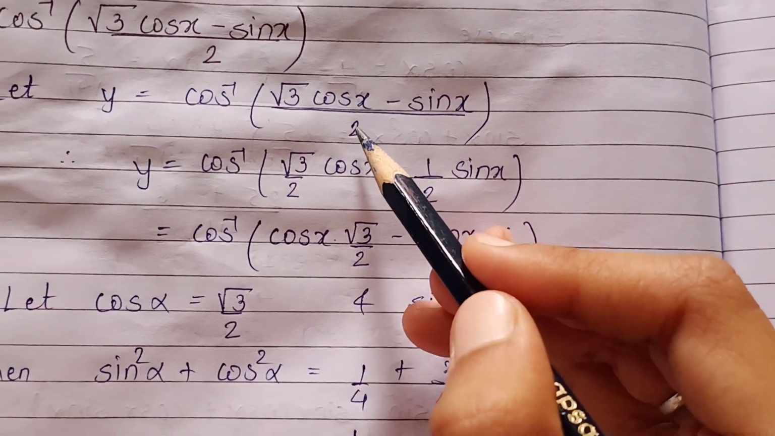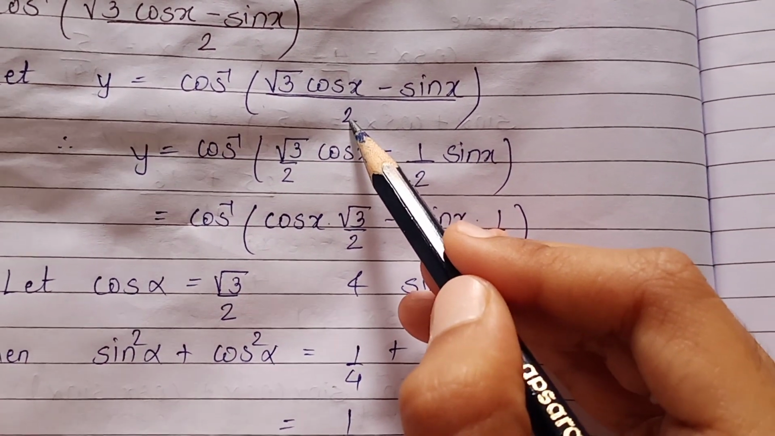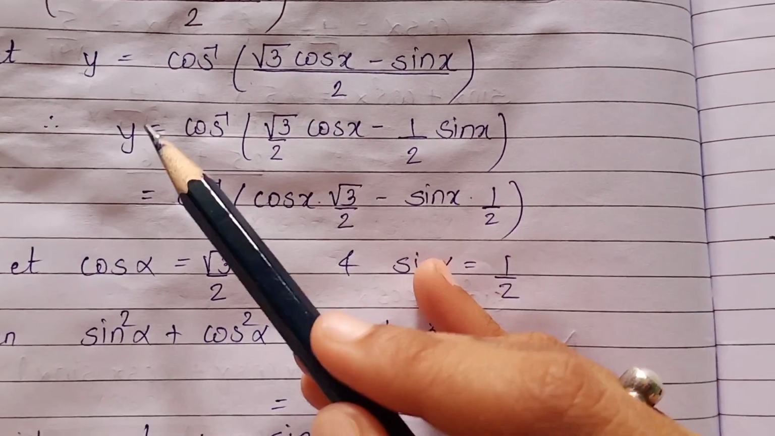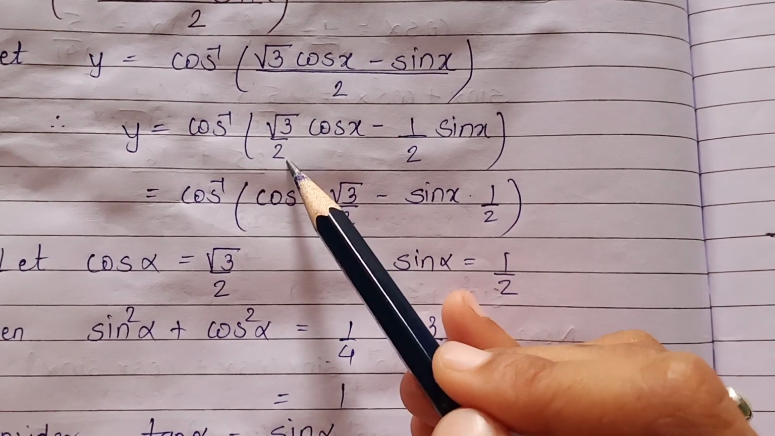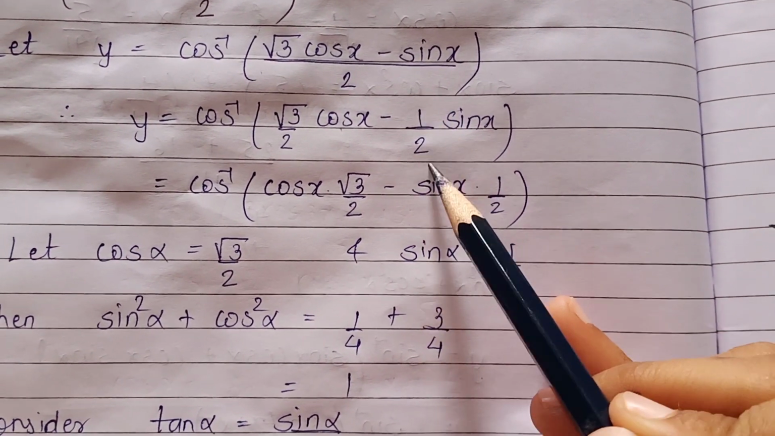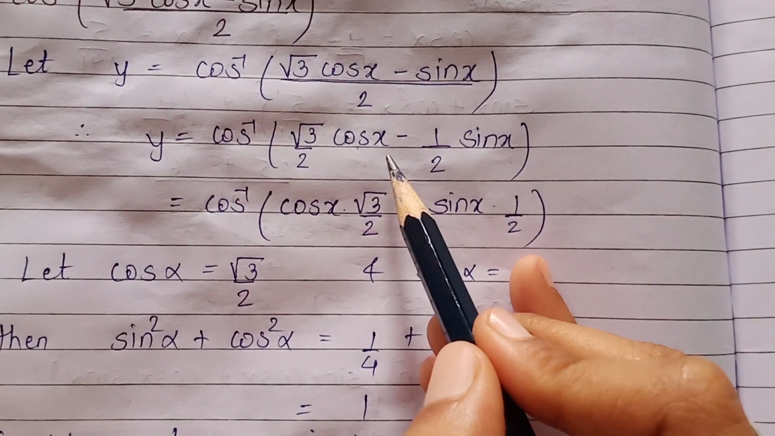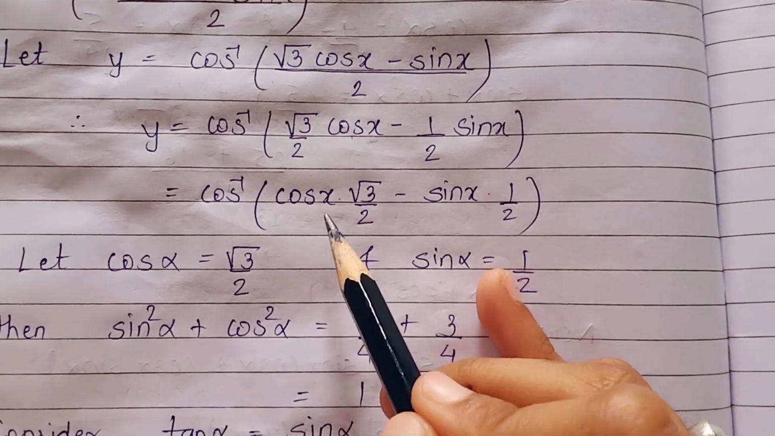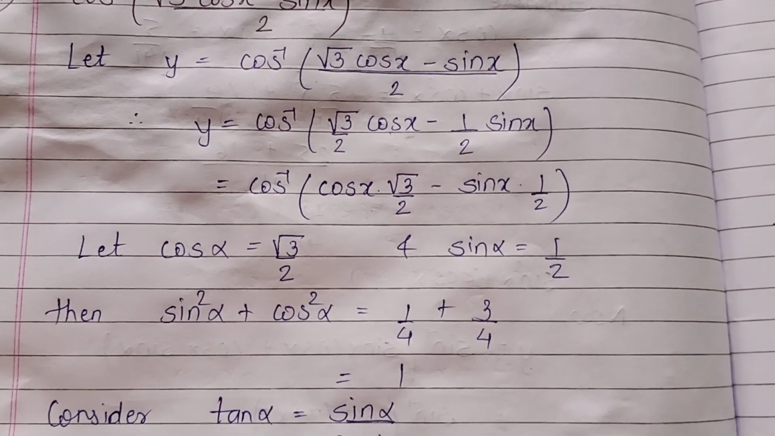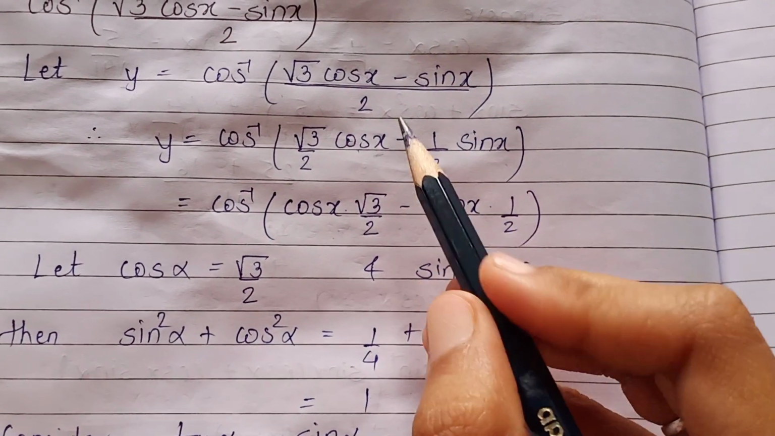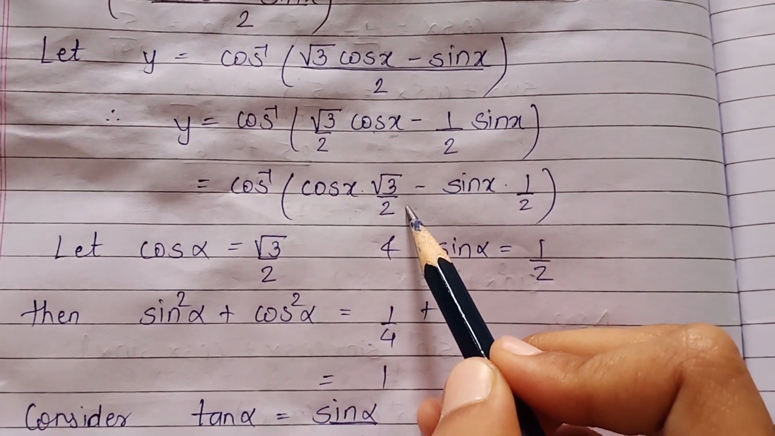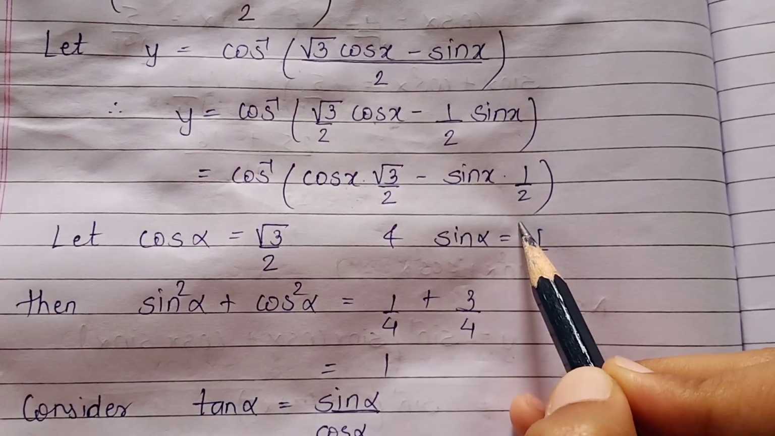So first distribute the denominator over these two parts. So it will be cos inverse of root 3 by 2 cos x minus, here nothing is there means 1 is there, so 1 by 2 sin x. We'll write this x angle first, as it is necessary. So we'll write cos x inside first and then root 3 by 2, similarly minus sin x into 1 by 2. Okay.